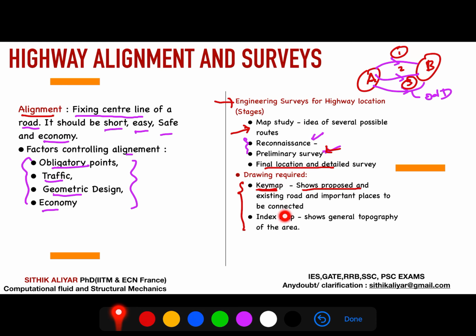Index map means it will show the topography of the area. There is a river, there are hills, there is a plateau, there is up and down, everything will be shown under the index map. Okay, so from this slide I hope you know 2 different map names, and you can Google these maps to see what they really show, the different stages of survey they will do, and the different factors controlling your alignment, etc.